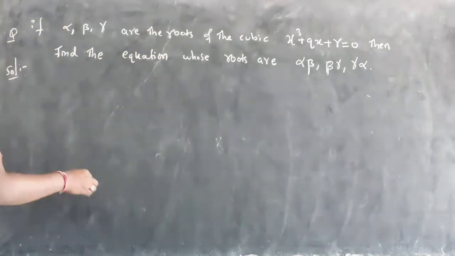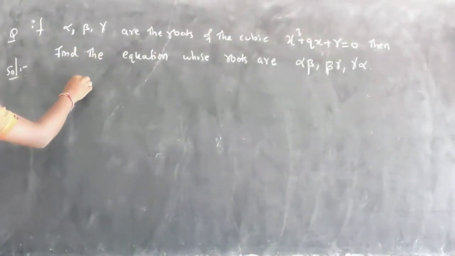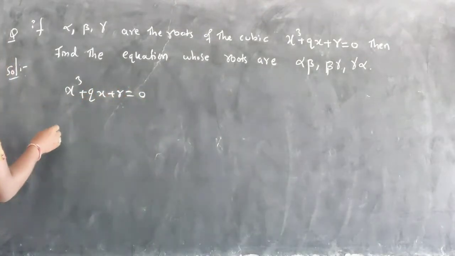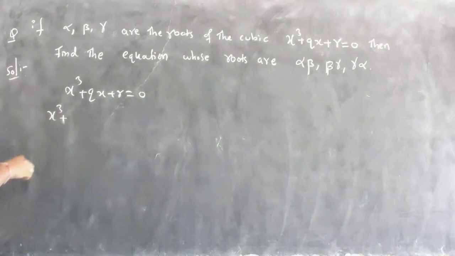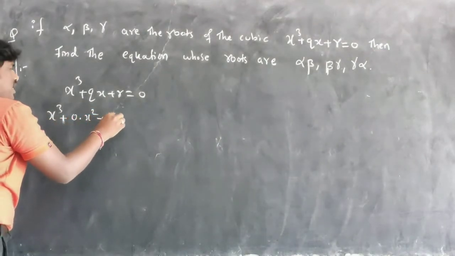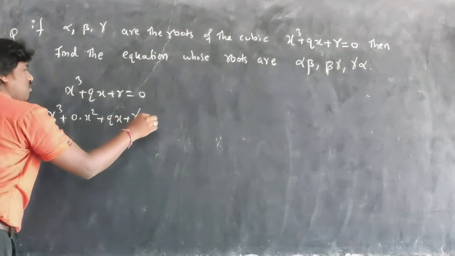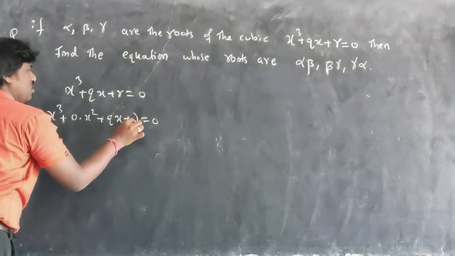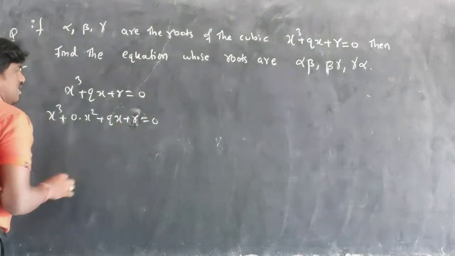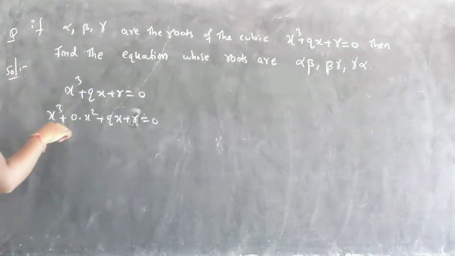So how to find this one? Let us take the equation x cube plus qx plus r is equal to 0. This can be written as x cube plus 0 times x square plus qx plus r is equal to 0. This r, don't confuse it, this is r, not gamma.